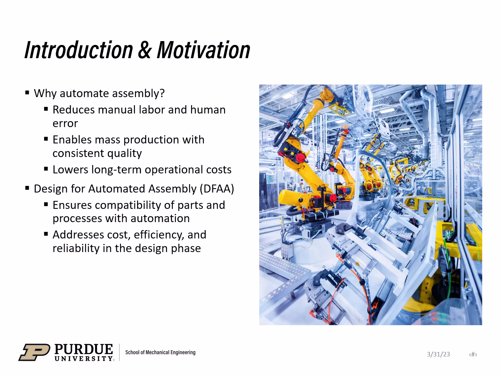So, to start off with the introduction, let's talk about why automated assembly is such a critical engineering consideration in the first place. Automation significantly reduces manual labor and the variability that is associated with human operators. It enables rapid, high-volume production and ensures repeatable quality. It also lowers the long-term operational costs.